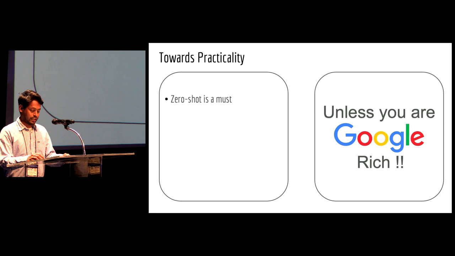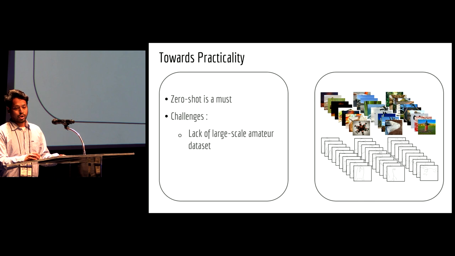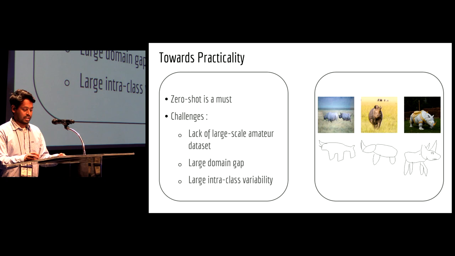of data. There are many challenges associated with practicality, which are the lack of a large-scale amateur data set, and a large domain gap, where the sketches are very abstract. As you can see, the sketches are quite different. This is a dinosaur which has been drawn. There is also large interclass variability depending on pose, shape, point of view, and many other things.